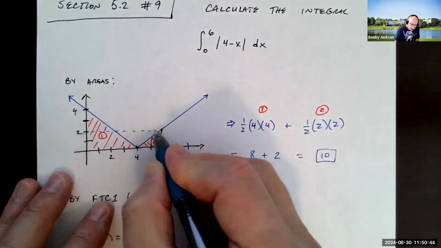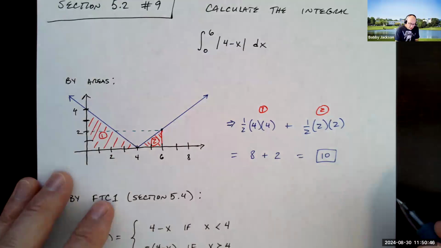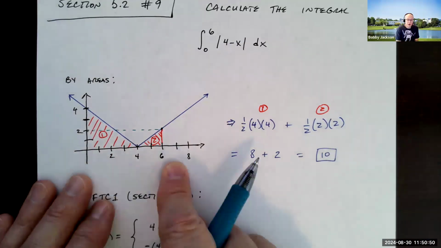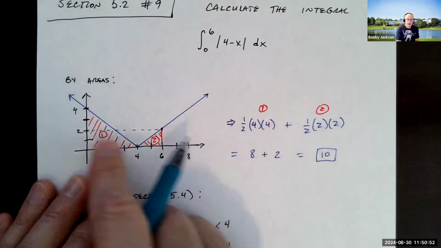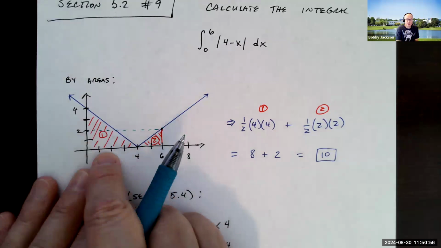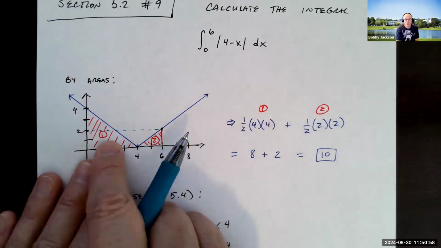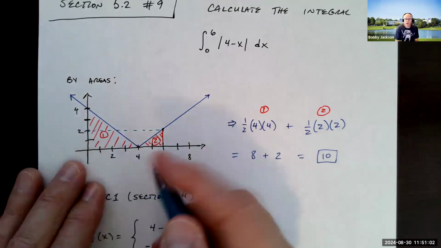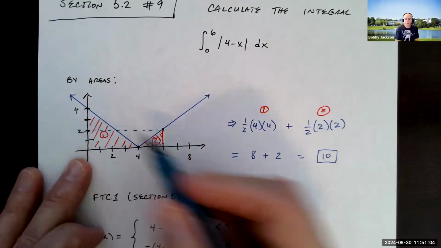Okay. And so when I'm integrating from 0 to 6 interpreting in terms of area, from 0 to 4, the graph is above the x-axis, so this area constitutes positive area. And that area that I've shaded in, calling that area number 1, is just a triangle. The base is 4 units, the height is 4 units, so 1/2 base times height.